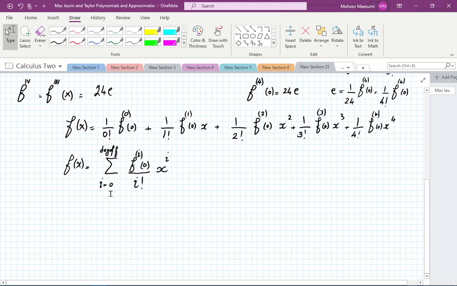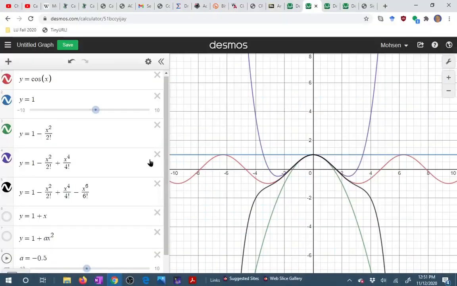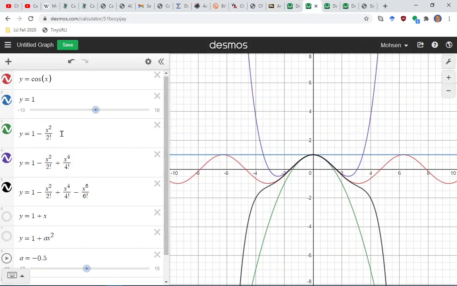Let me again tell you that's exactly what we did here. Let's go ahead and take a look again. For cosine, now cosine wasn't a polynomial, but we are applying the same idea to it. We are gradually throwing in more and more terms to it, and the more terms you throw in, the closer we come to the actual function.